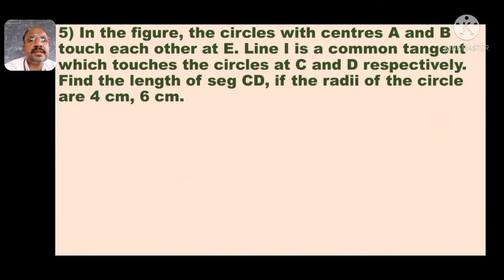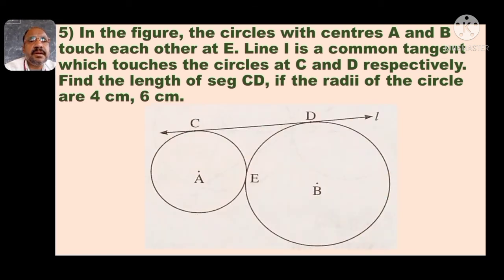Now, last question, question number 5. In the figure, the circles with centers A and B touch each other at E. Line L is a common tangent which touches the circles at C and D respectively. Find the length of segment CD if the radii of the circles are 4 cm and 6 cm. Here we have the figure. Now the solution.